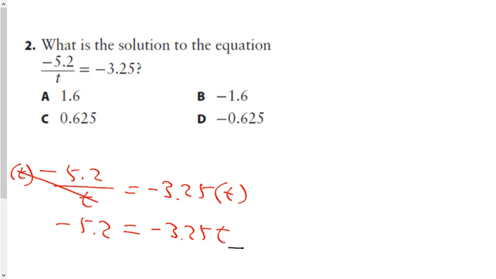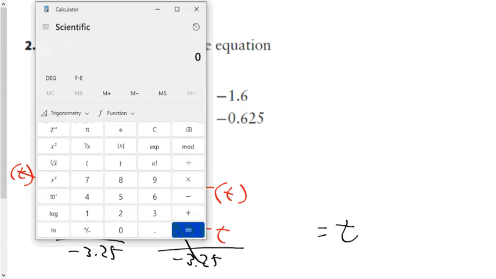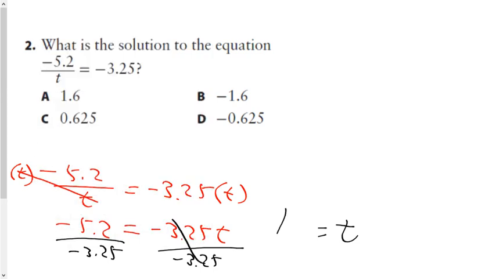Now we're going to divide both sides by the coefficient. T is isolated. And our solution to 5.2 divided by 3.25 is 1.6. So therefore, your solution is A. T equals a positive 1.6.